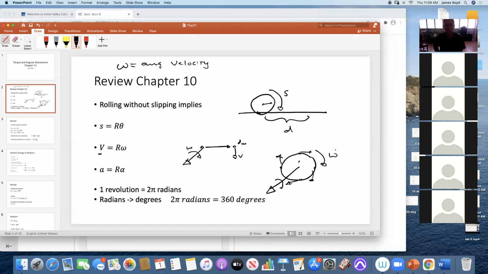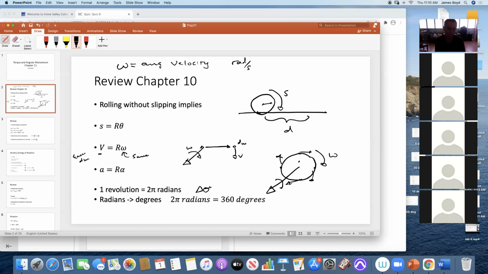But the big thing to remember is that each point, each little dm, each infinitesimal mass, has a velocity. The omega is the same for all. So they all turn at the same rate, in radians per second, or degrees per second if you wanted to change it. The other thing to remember is that when we talk about a revolution, that means the object went all the way around once. So for a revolution, delta theta is 2 pi radians.